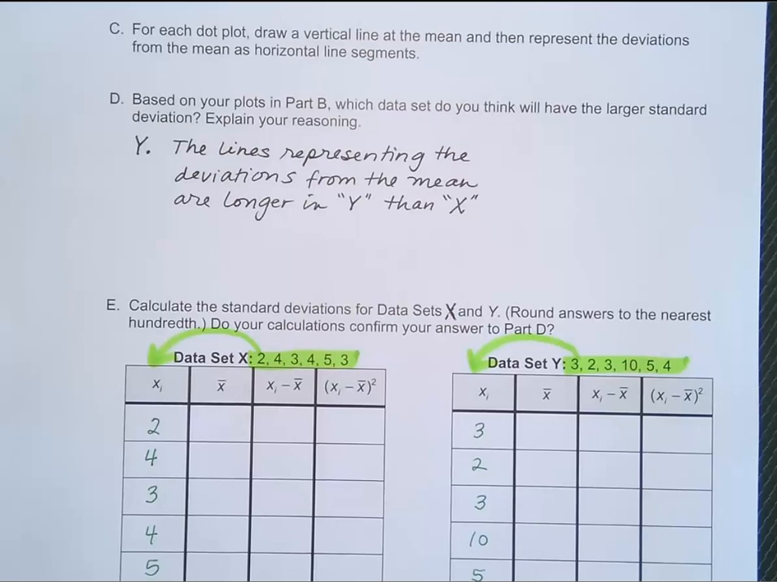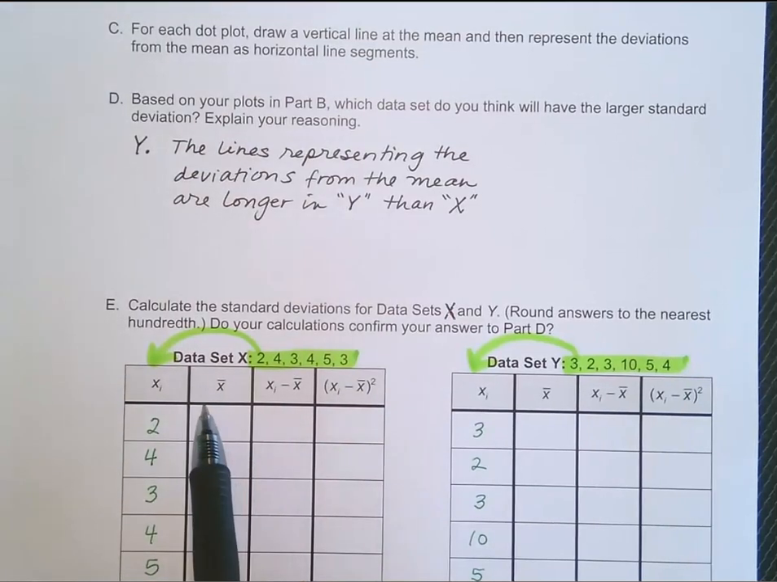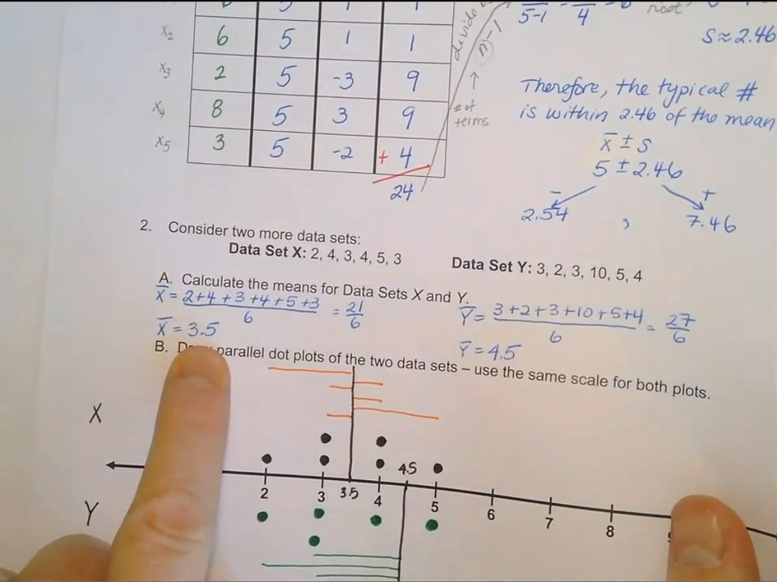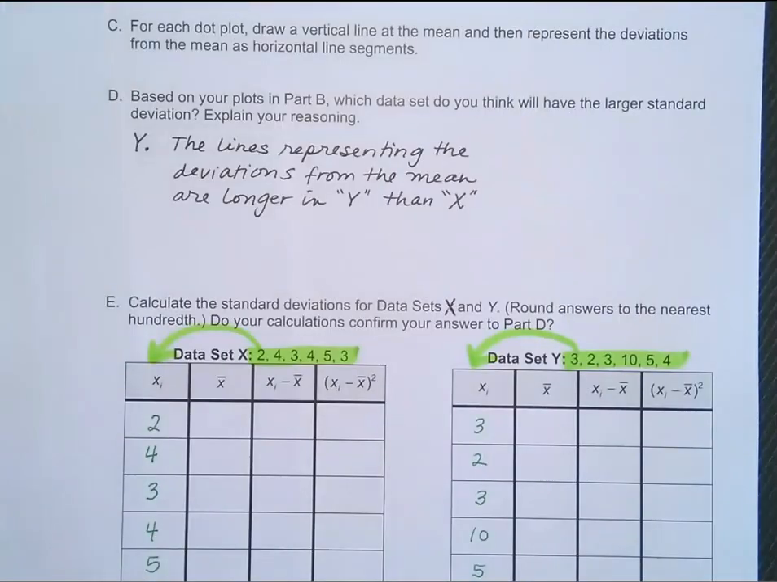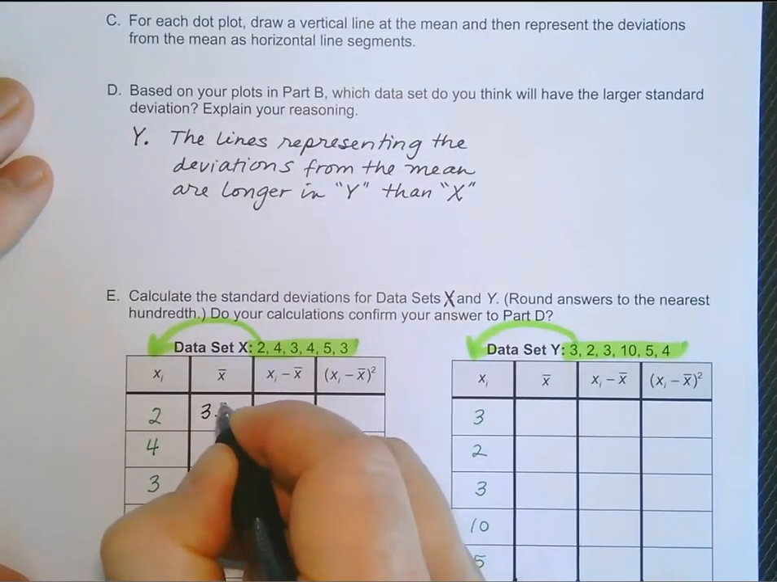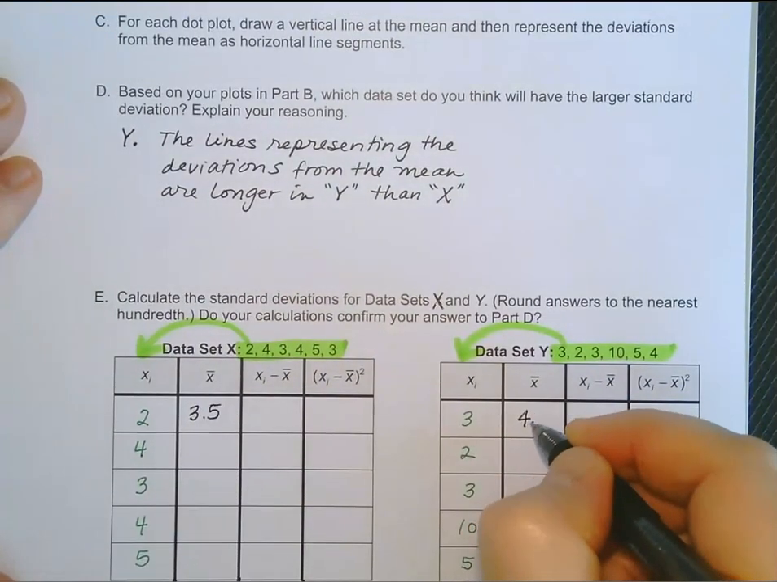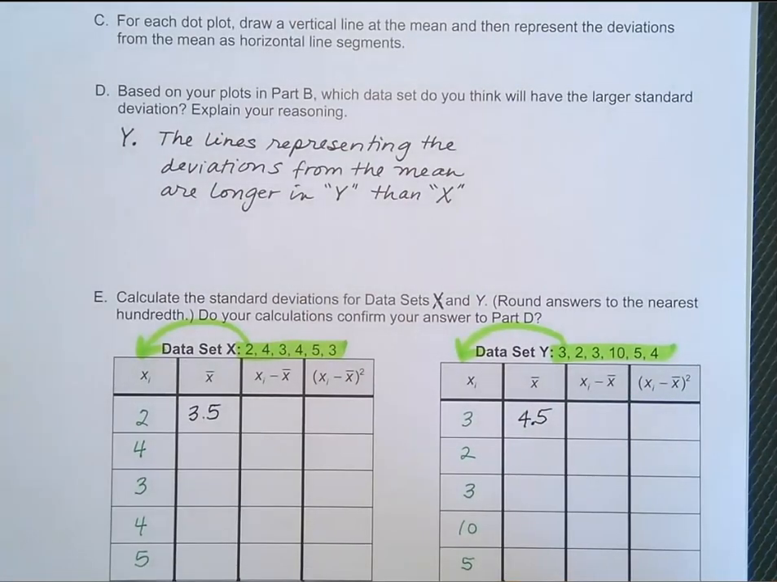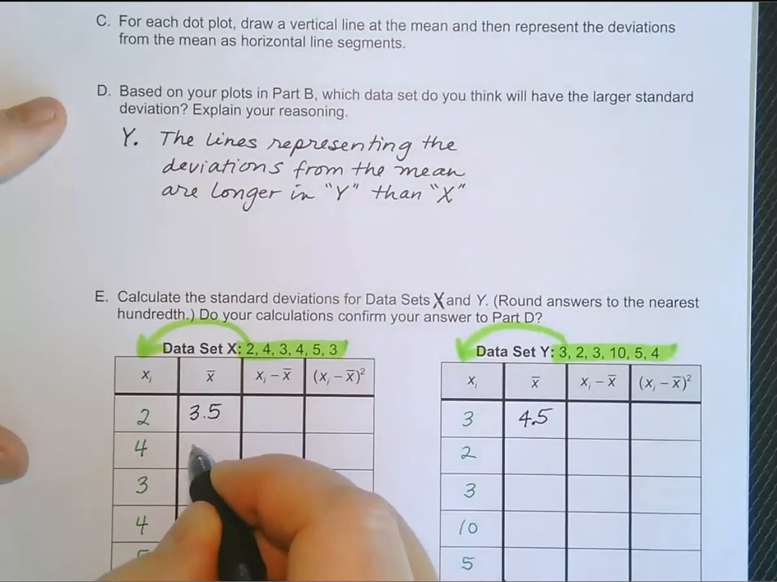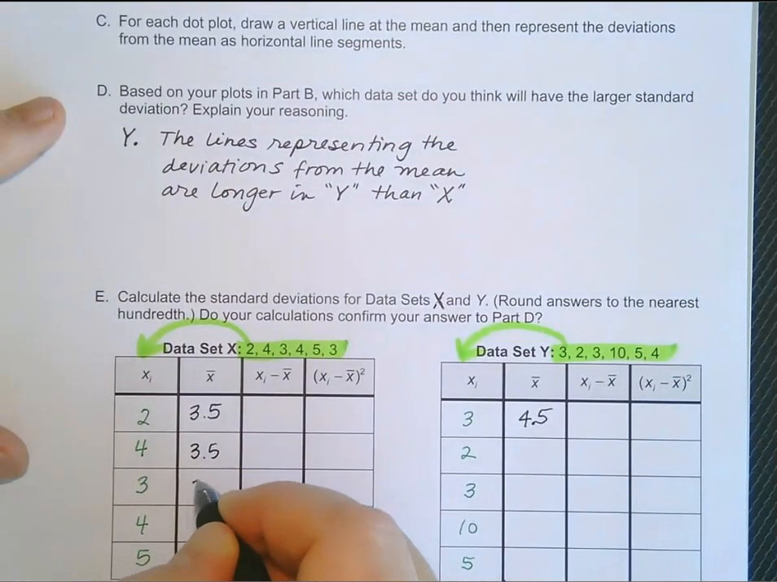All right, let's just focus on the first one now. So now we need the average for set x. Didn't we find that already? Right, in part A, we had that it was 3.5. And then for y, it's 4.5. I might as well put those in. So this one was 3.5 here. This one's 4.5. So these are going to be all the same going down.